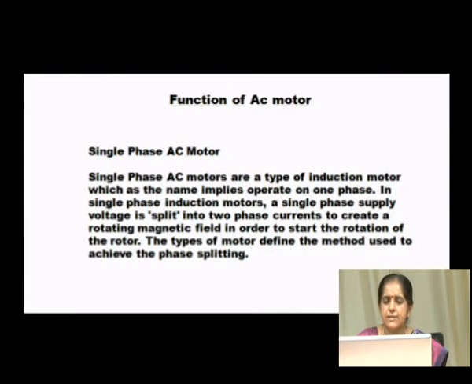Since the available supply is of two phase, these two phases are sufficient to create a rotating magnetic field in order to start the rotation of the rotor, because there should be two fields. So because of that, the available supply is split into two different currents, that is two phase currents. Because of these two phase currents, there will be a rotating magnetic field. Because of this rotating magnetic field, there will be the rotation of the rotor. The types of the motor define the method used to achieve the phase splitting.